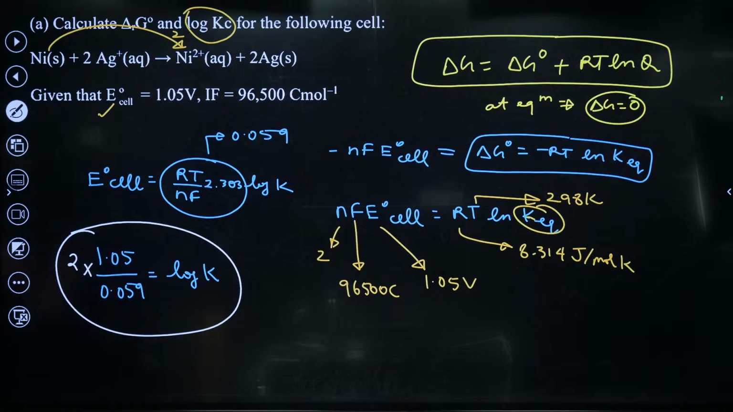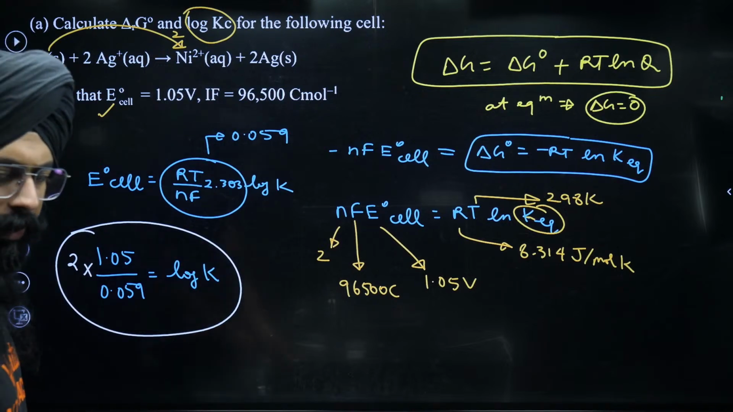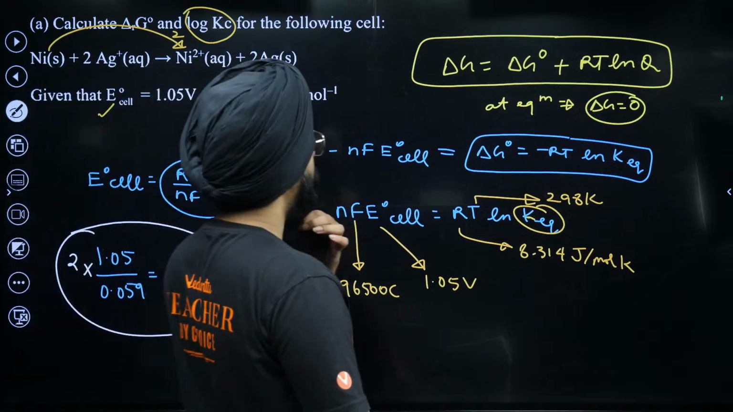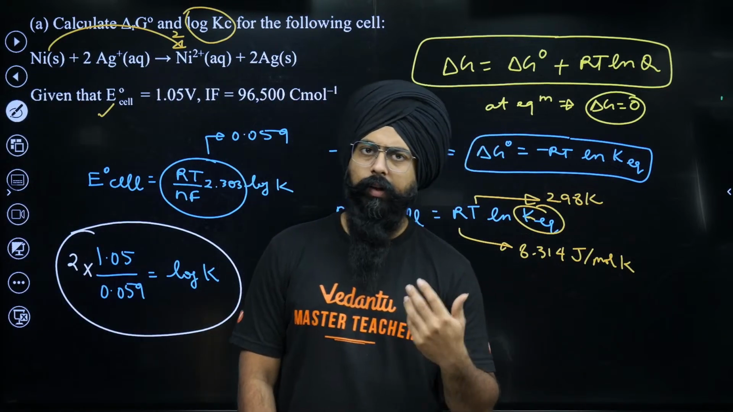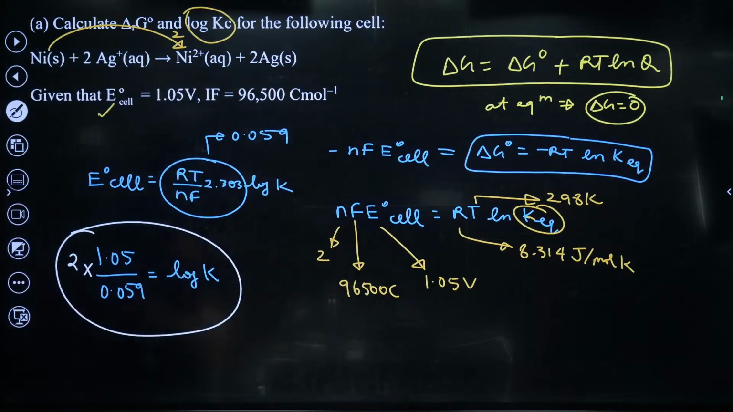This should be the answer. 2.1 divided by 0.059. So when nothing is given, we assume temperature to be 298 Kelvin. When nothing is given, we assume room temperature. Okay, so this is what the answer should come out to be for log K.